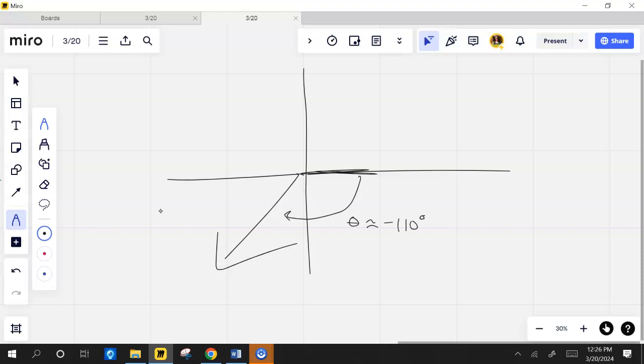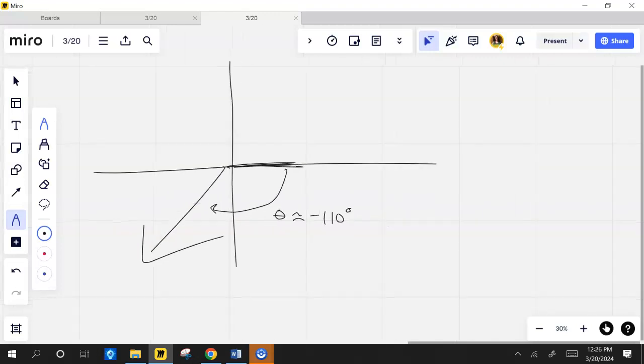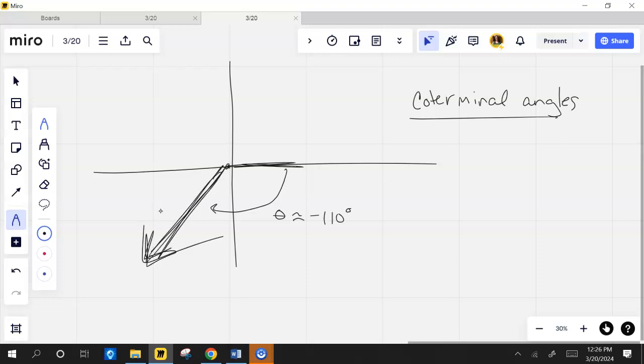Now, we can have what we call coterminal angles. And what that means is, if you look at this, and this is negative 110, right? Can you think of another way I could describe that angle?